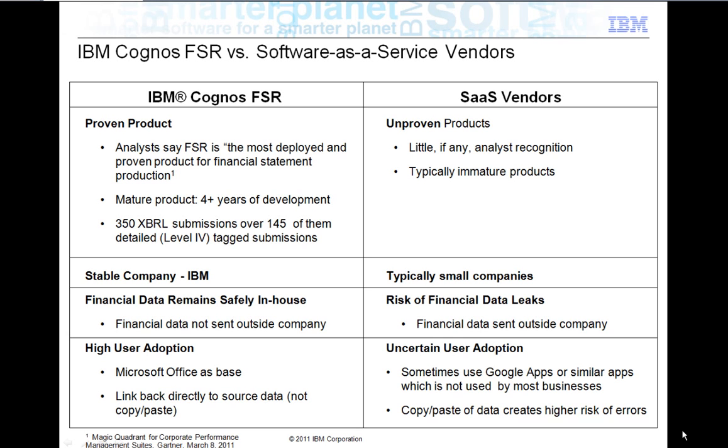It's a proven product. Analysts say FSR is the most deployed and proven product for financial statement production. It's a mature product with 4+ years of development and being on the market. Over 350 XBRL submissions, and over 145 of them have been detailed level 4 tag submissions. This number every quarter continues to increase. Obviously a very stable company.